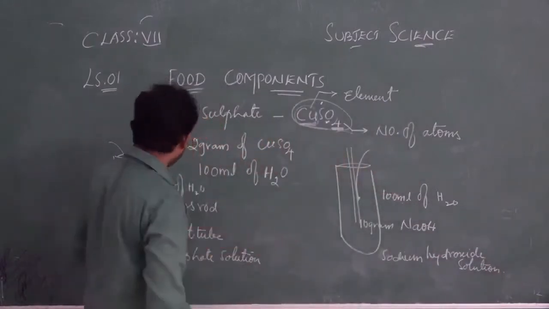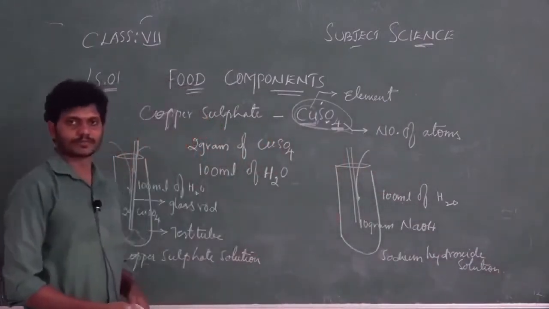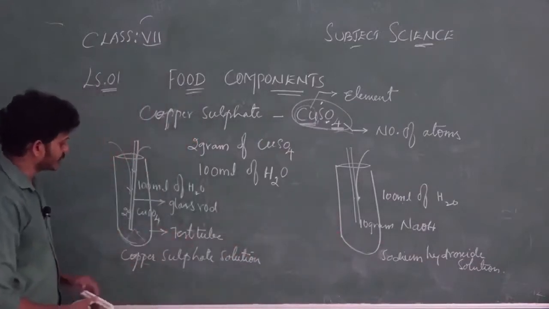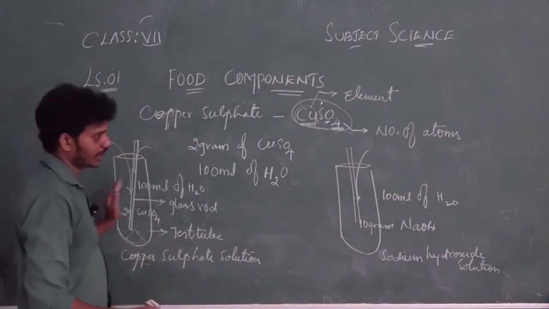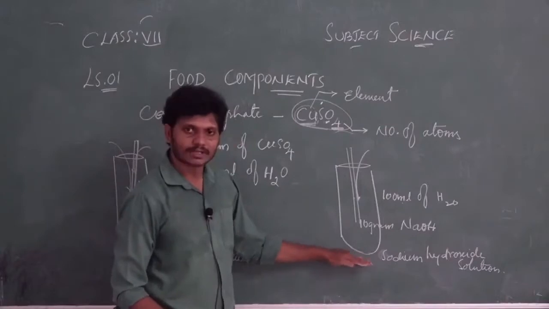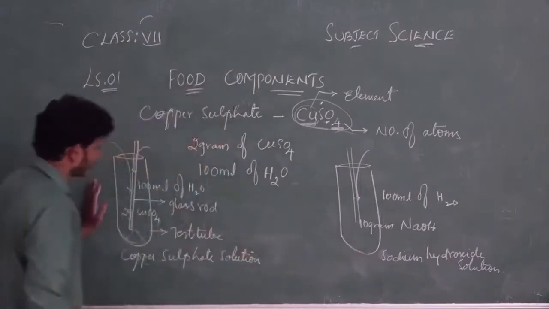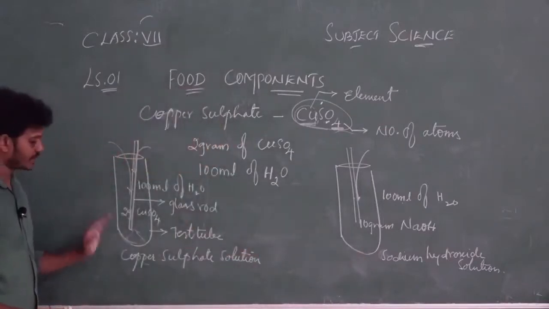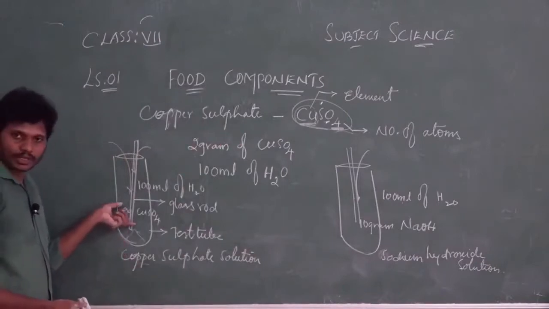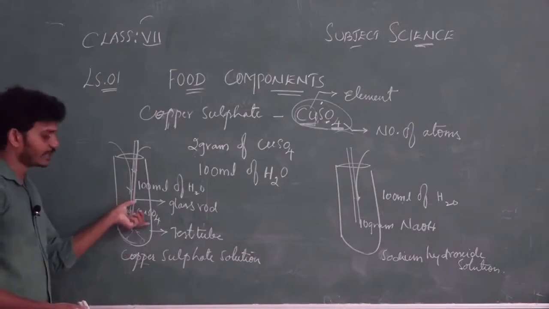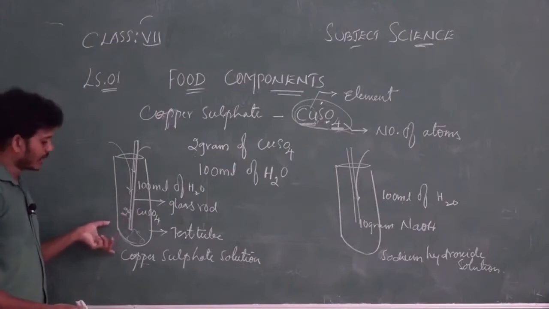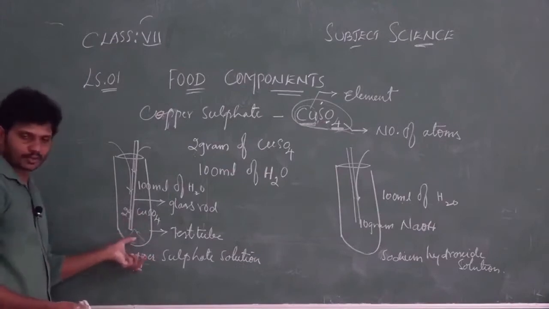Clear for you? So we have 2 different types of solutions. What are the 2 different types of solutions? One is copper sulfate solution and the next one is sodium hydroxide solution. What is its percentage? This is 2% copper sulfate solution. Why do we say this is 2%? Because we used only 2 gram of copper sulfate. So we say this is a 2% copper sulfate solution.